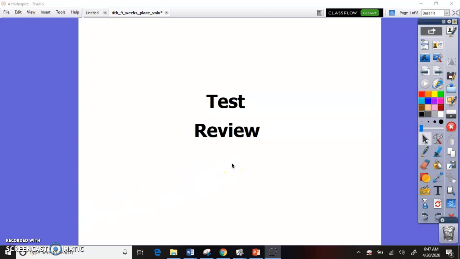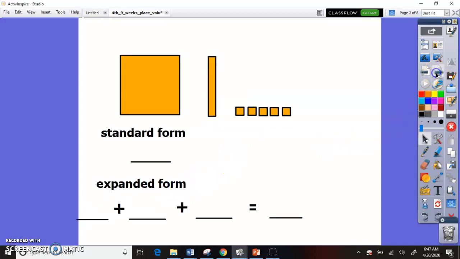Today we're going to be reviewing concepts that you've learned the last 2 weeks. We're going to start with standard form and expanded form. Standard form is just the number. So I need to look at my base 10 blocks to figure out what my number is. I have 100, 110, 111, 112, 113, 114, 115.